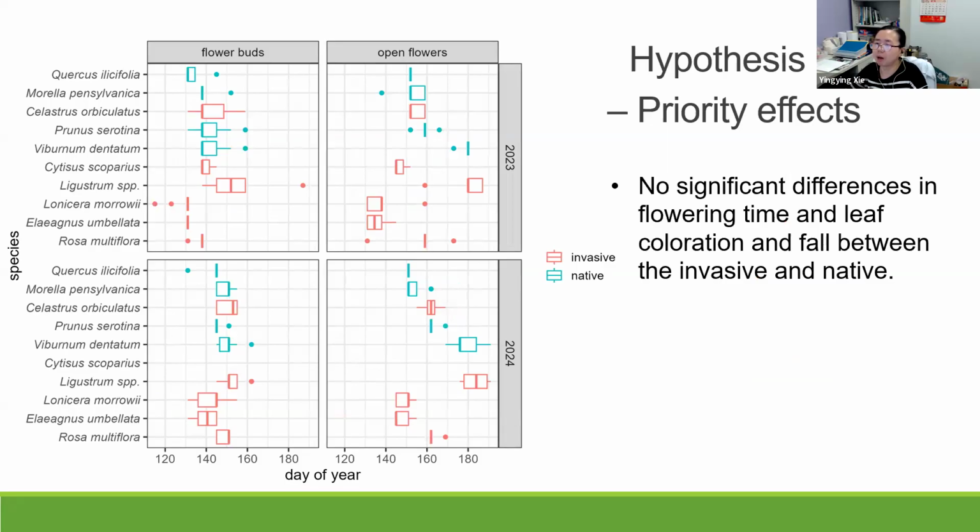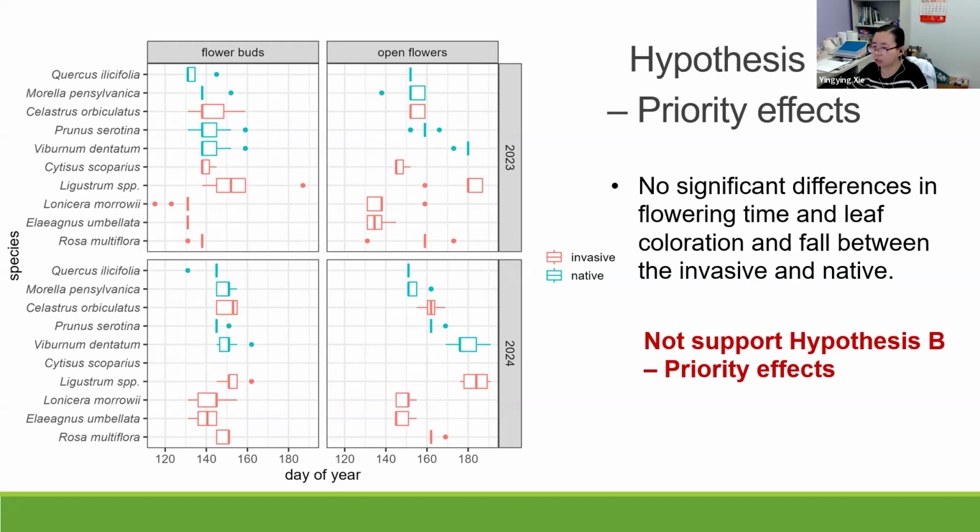Okay, so what about the flowering, the reproductive activities? Again, we have flower buds and open flowers across all species and 2 years. Visually, you can see there's not really a significant difference. There is some variation across species and even within species, but overall we didn't see a significant difference in the timing of flower buds and open flowers between native and invasive species. So here we say we didn't find evidence supporting the priority effect from the reproductive perspective.